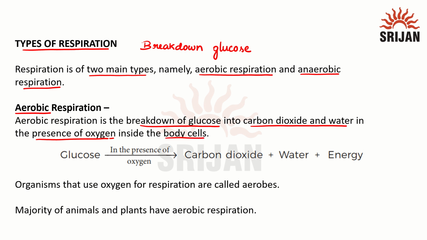Now how can we write the equation? So glucose in the presence of oxygen will break down to give CO2, that is carbon dioxide, water, that's H2O, and energy is released. Now organisms that use oxygen for this process are termed as aerobes, and majority of the animals and plants that we see on a daily basis, they perform respiration through aerobic mode only.